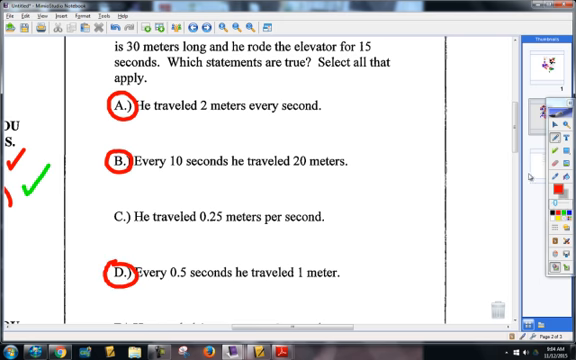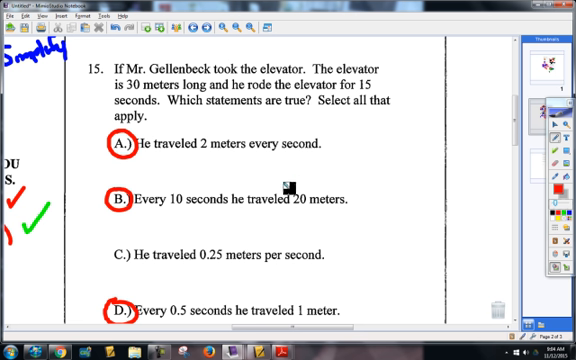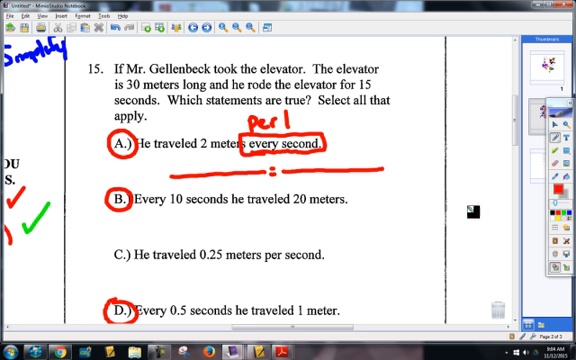Now, here's the deal though, we have to prove these. You just can't go through and circle them. So like here, when I say every second, what does that mean? Doesn't that mean per 1 second? So if you didn't have the work that I'm about to show you, it's wrong. But you need to be writing this along with me.